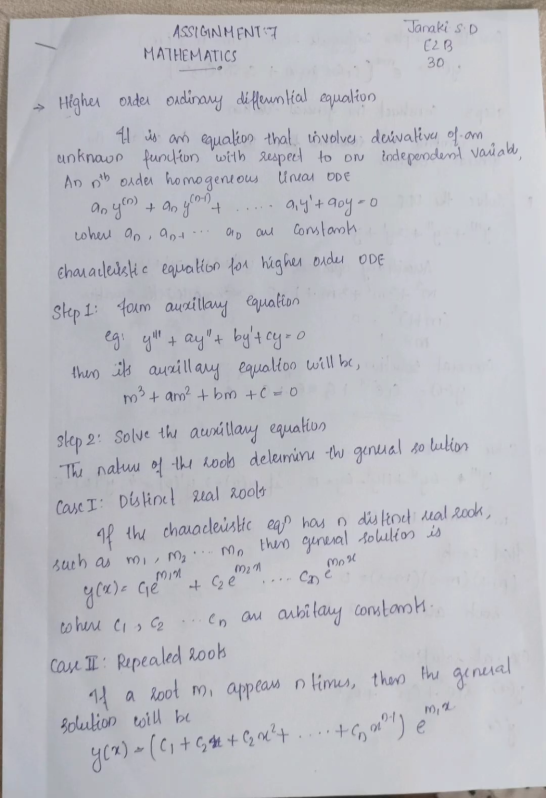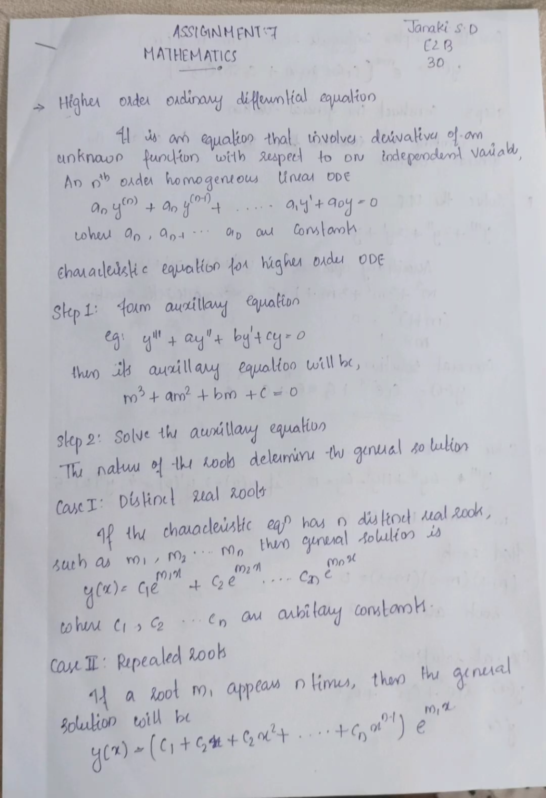There are three different cases to determine the roots. Case 1. Distinct real roots. If the characteristic equation has n distinct real roots m1, m2, up to mn, then the general solution is y(x) = c1 e^(m1 x) + c2 e^(m2 x) + ... + cn e^(mn x), where c1, c2, up to cn are arbitrary constants.